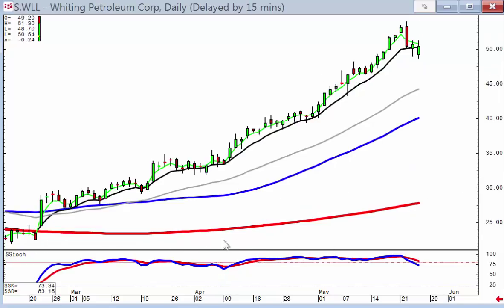That scenario can also be seen in the oil stocks. Whiting Petroleum, a kicker signal above the T-line. You can stay long until you see a sell signal and a close back below the T-line.